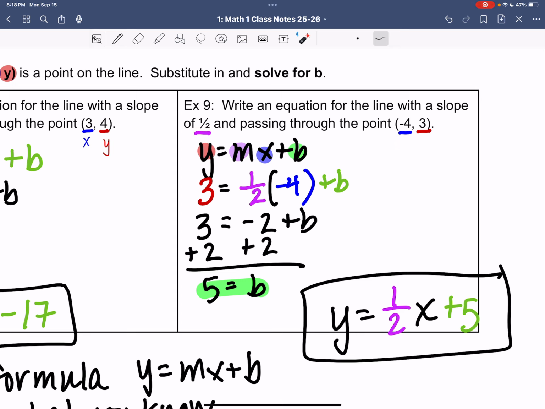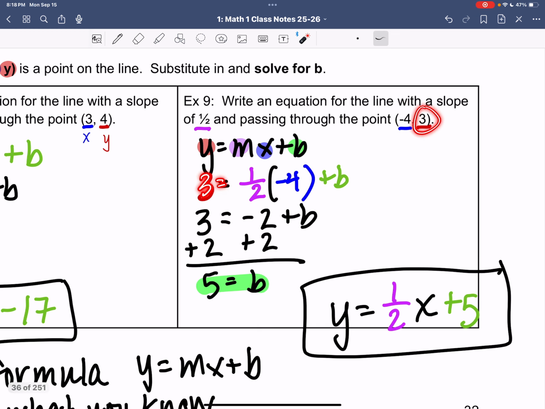So I'm going to start substituting in all the values I know. Remember, you're multiplying. We do not know what our y-intercept is, so we're solving for b. That's what we want. So go ahead and multiply, -2. And then we want to add 2 to move it to the other side. So we get 5 equals b. We know our slope, we know our y-intercept, so now we can put it together in an equation.